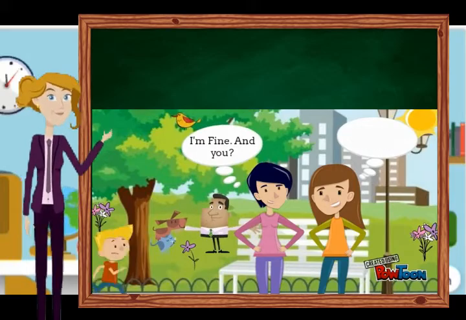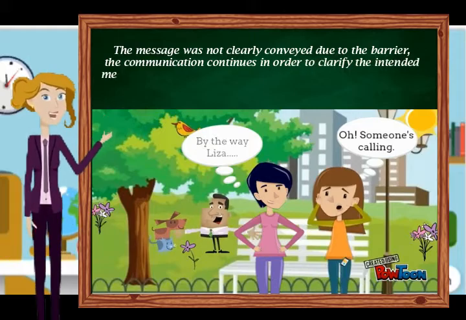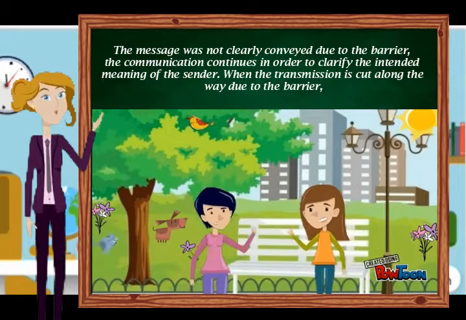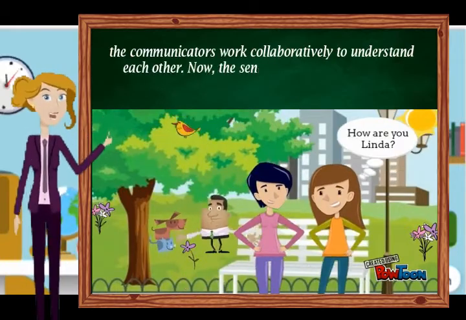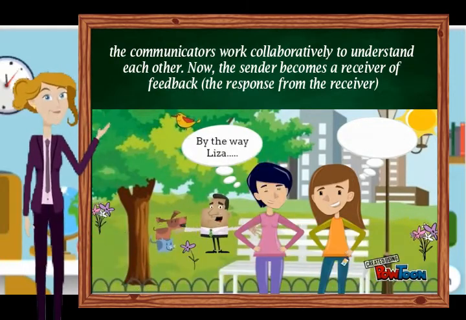now what do you think it shows? The message was not clearly conveyed due to the barrier. The communication continues in order to clarify the intended meaning of the sender. When the transmission is cut along the way due to the barrier, the communicators work collaboratively to understand each other.